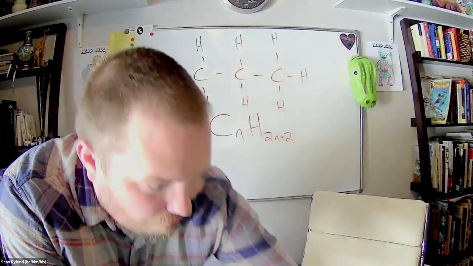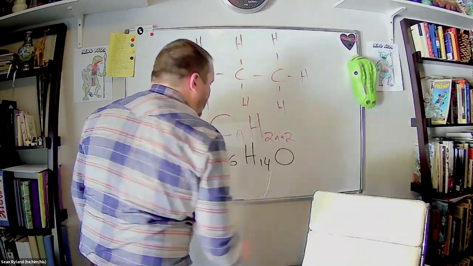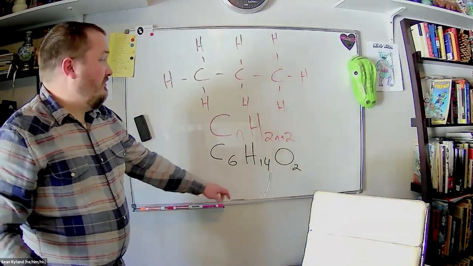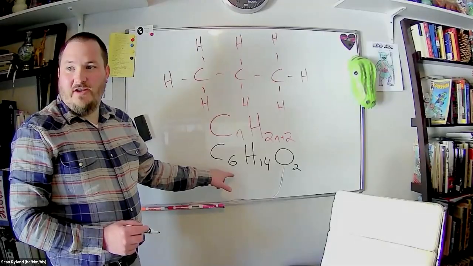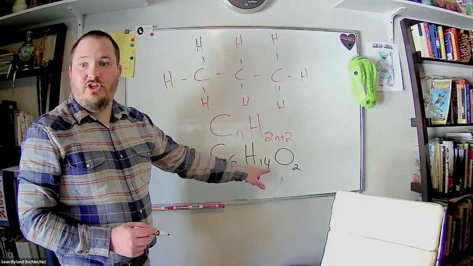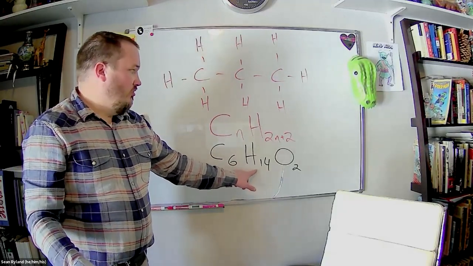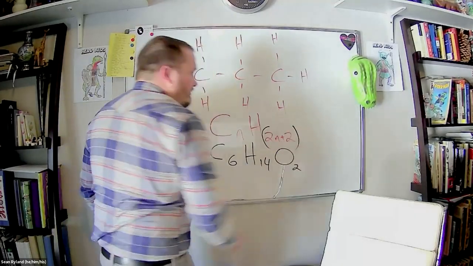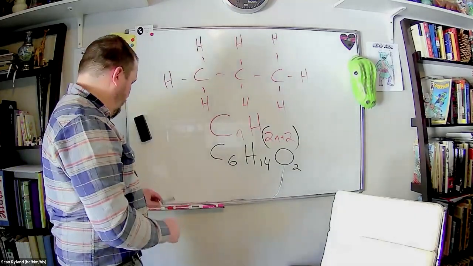And so that's how I knew for the second example. It was C6H14O2, I think. But that doesn't matter. Oxygens don't affect degree of unsaturation. So 2N would be 12 hydrogens, right? Right. So 2N plus 2 means it's saturated, which means no pi bonds, and it also means no rings. So for every pair it's missing out of that 2N plus 2, that's either a pi bond or a ring.